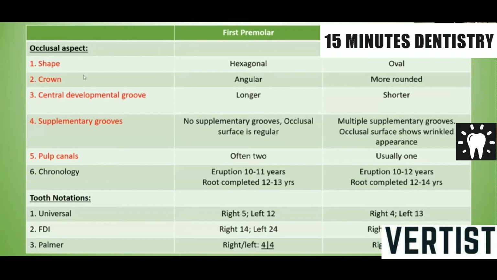From the occlusal aspect, the shape of the first premolar is hexagonal, while the second is oval. The crown is more angular in the first and more rounded in the second, and the central developmental groove is longer in the first and shorter in the second.